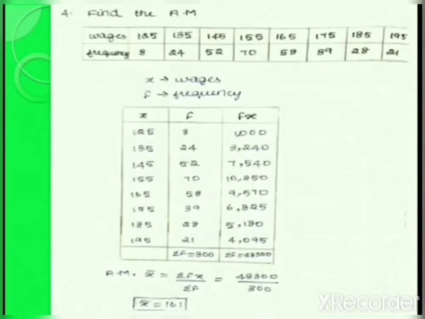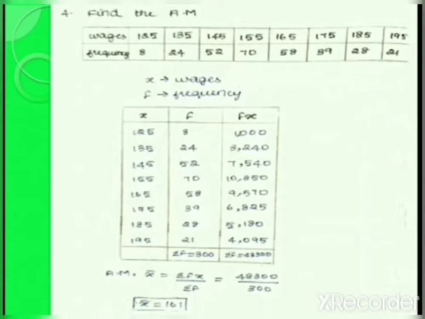Find the arithmetic mean for the given data. Here wages and frequency are given below. So in our question, they have given some frequency data. So we have to use our discrete data formula, which is x bar is equal to summation fx divided by summation f. In our question, they have given wages, so we have to take wages as x and frequency as f. So let us construct a table. We have to put our x value and f value and then we have to find fx, because in our formula we need summation fx divided by summation f. So summation f is nothing but we have to add all the frequencies. So you will get summation f, which is equal to 300.